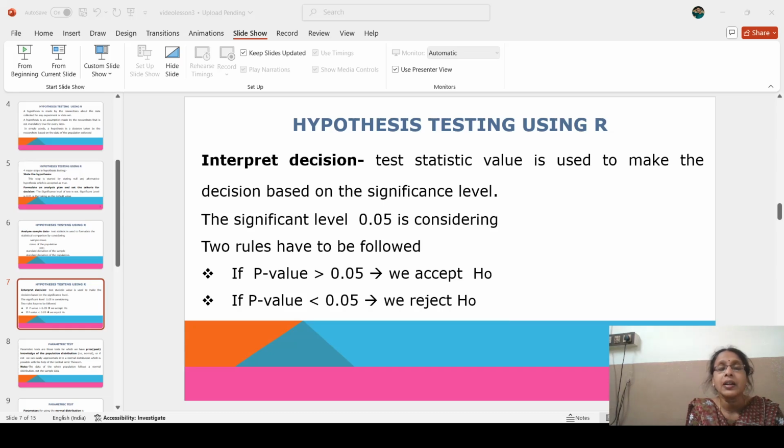x is a numeric vector containing your data values, and mu is the theoretical mean, and the default value is 0. Alternative is optional. It is not mandatory to use this alternative. It contains three values: the default value, greater value, and two-sided value.